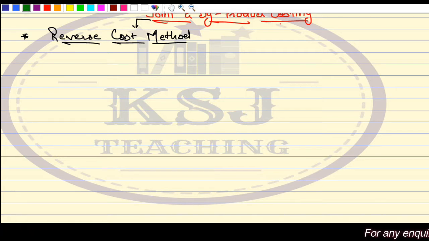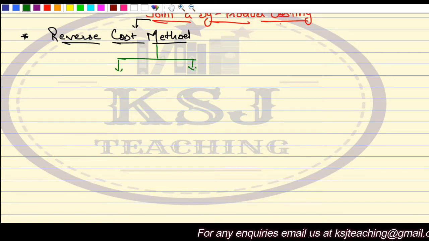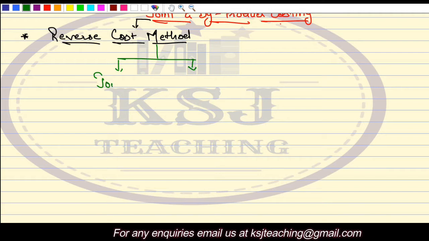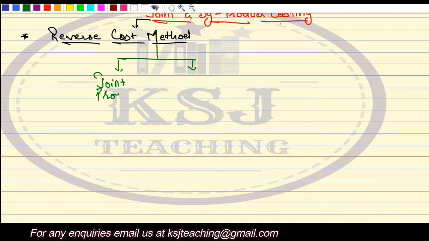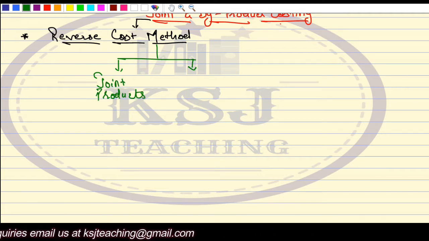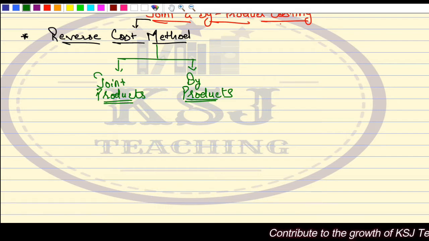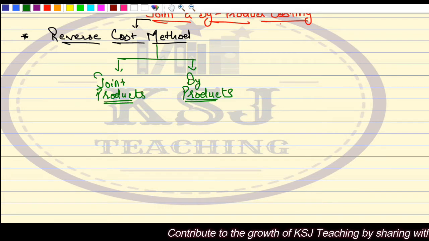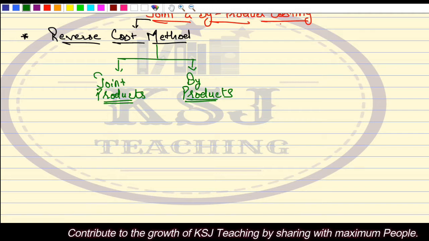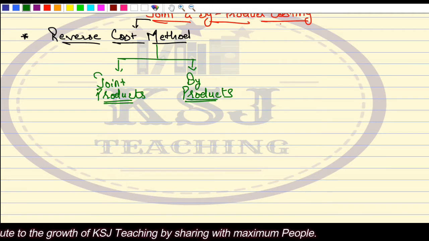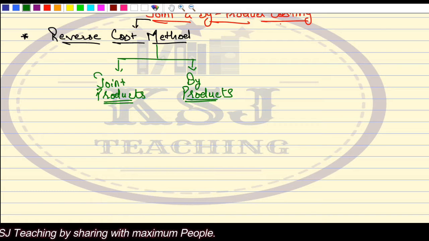Now if we talk about this reverse cost method, we'll study it for both the joint products and the byproduct. When I discussed the byproducts, I told you that we would discuss this reverse cost method at the end, for the joint products and the byproducts both. We'll be doing the practical problems also, right?